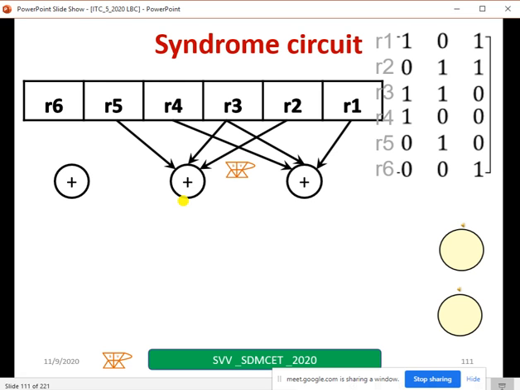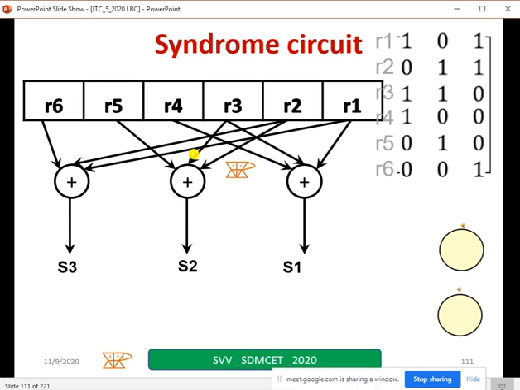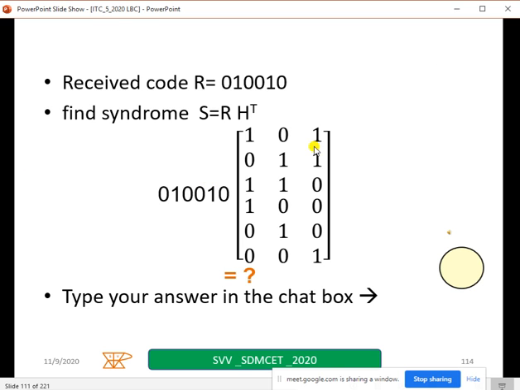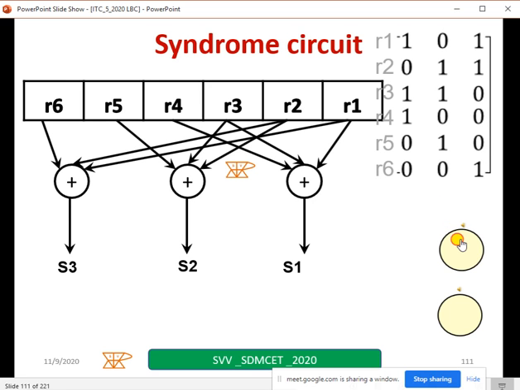And I will show the connection R1, R2, R6. I am doing the same connection. R1 is connected, R2 is connected, R6 I am connecting. And this is a syndrome circuit. So, hope all of you have done the connection, and I want you to copy down this, or if you have already done it, just compare it, and if you feel difficulty, I'll wait for 1 minute. You can ask.